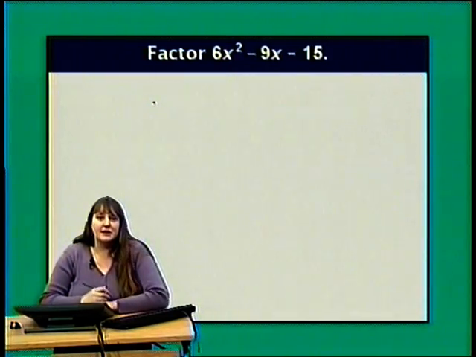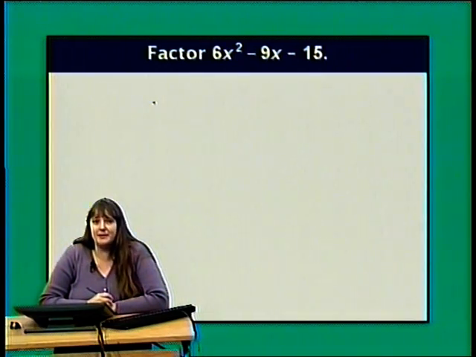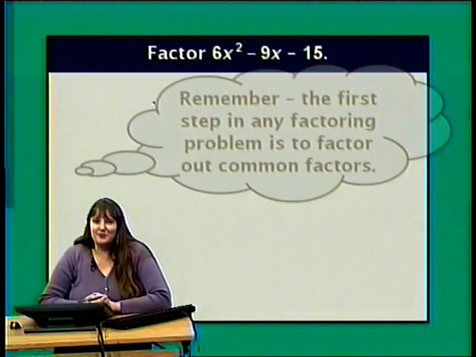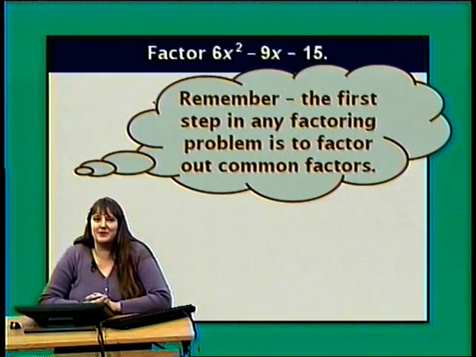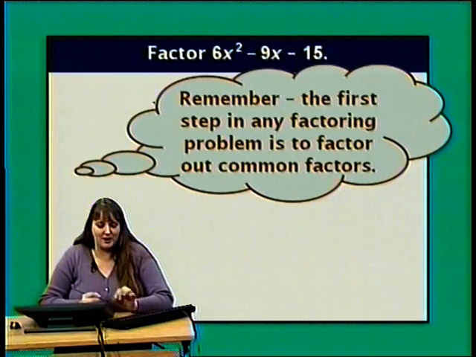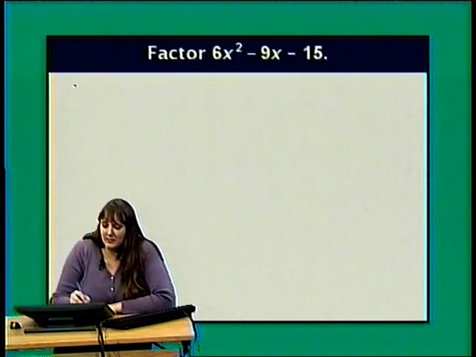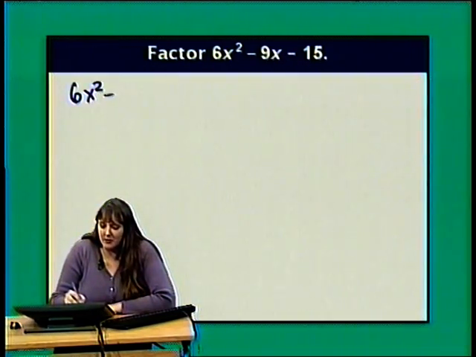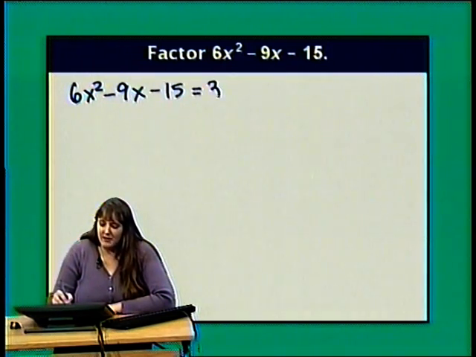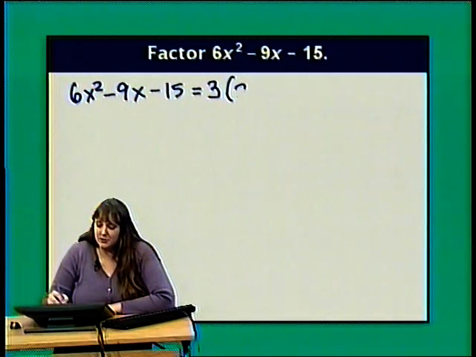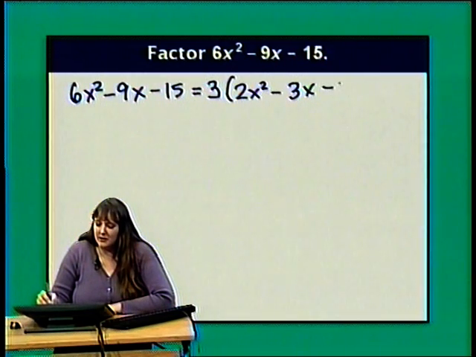Now let's factor 6x squared minus 9x minus 15. Remember, the first step in any factoring problem is to factor out common factors. I do actually see common factors in this trinomial. 6x squared, negative 9x, and negative 15 all have a 3 in common. So let's start by factoring out that common factor of 3. If I factor out a 3, I leave behind 2x squared minus 3x minus 5.